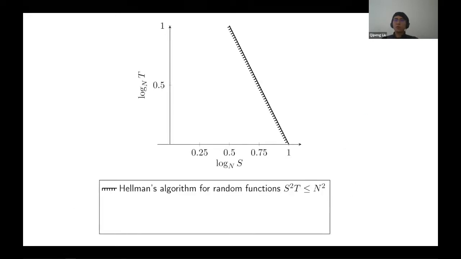Now let's draw the trade-offs in the figure. The x-axis is for log of s, and the y-axis is for log of t. Namely, if we have a point 0.5 on the x-axis, it means s equals the square root of n. So Hellman's trade-off gives this line, and the classical lower bound achieves this line. And as mentioned before, there is a barrier in the area between these two lines.